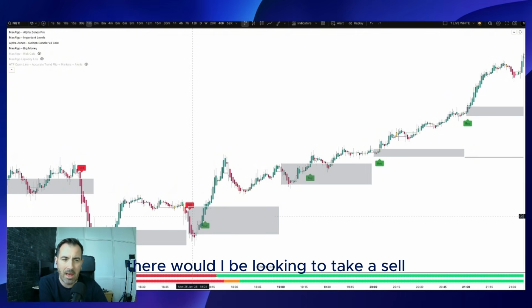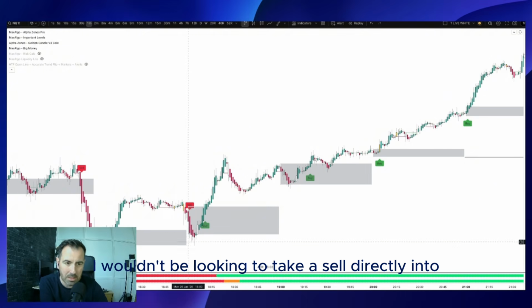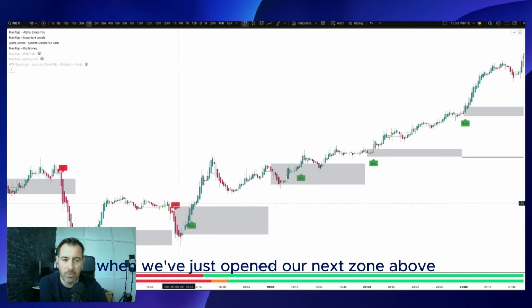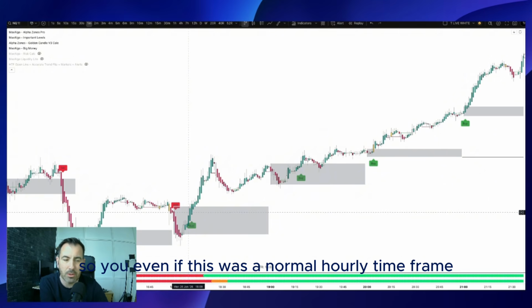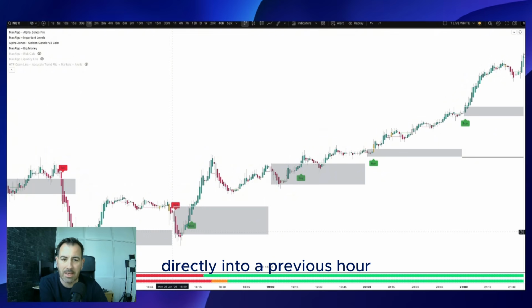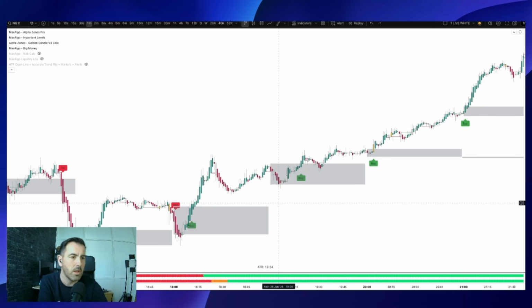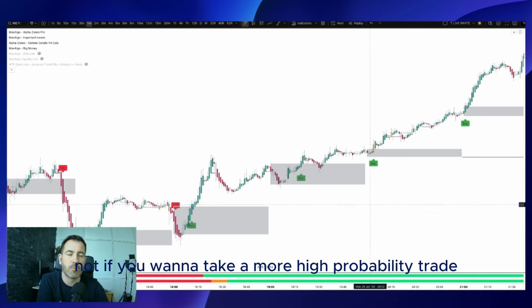At that point, would I be looking to take a sell? I wouldn't be looking to take a sell signal directly into a previous alpha zone when we've just opened our next zone above. Even if this was a normal hourly time frame, you wouldn't be taking a signal directly into a previous hour when your hour's just opened above, not if you want to take a more high probability trade.